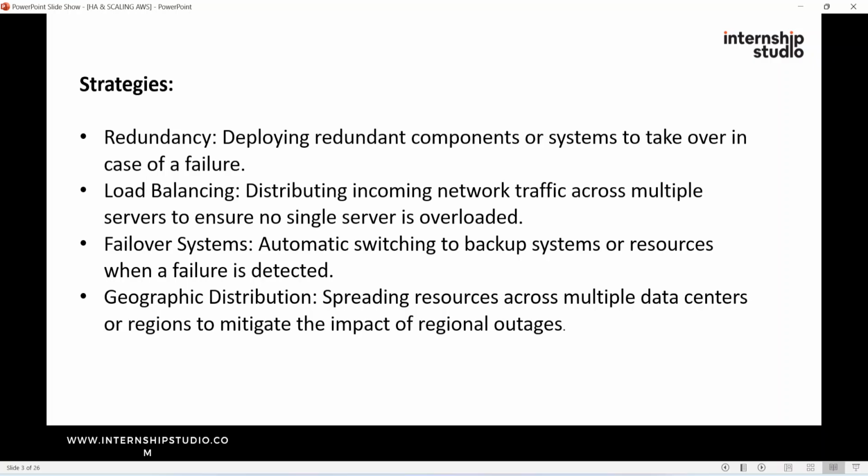Next we have geographic distribution: spreading resources across multiple data centers or regions to mitigate the impact of regional outages. Since there are multiple data centers available within AWS, we can cleverly design our architecture such that no two data centers are in a single region, like two availability zones. So this is regarding the strategies.